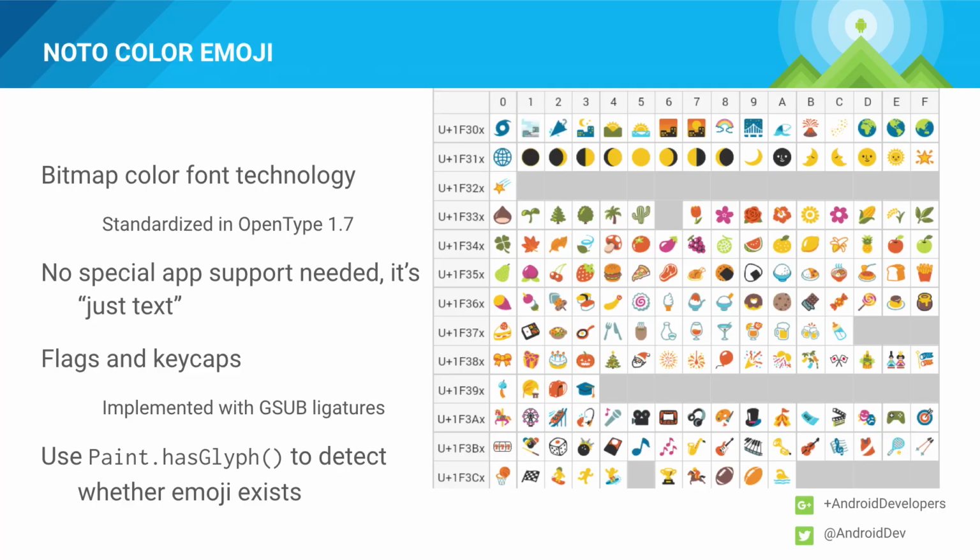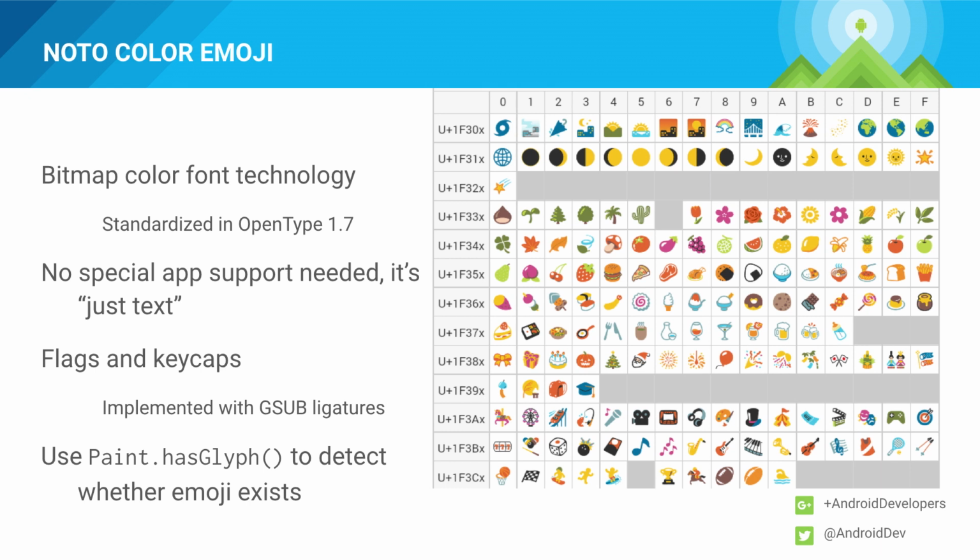So no discussion of text is complete today without talking about emoji. And we really treat emoji as a type of text. So an app doesn't have to do anything special. An app doesn't have to say, show me some color images here or something like that. You just represent text, and you ask for the text to be drawn or in a text view or edited, and it just automatically shows up using this color font technology, which is now standardized in OpenType 1.7.